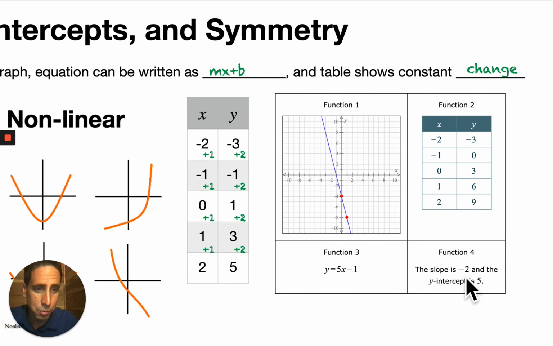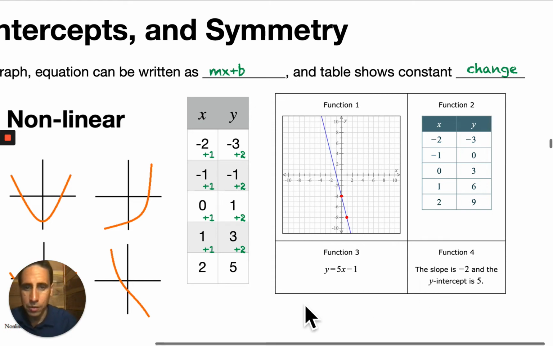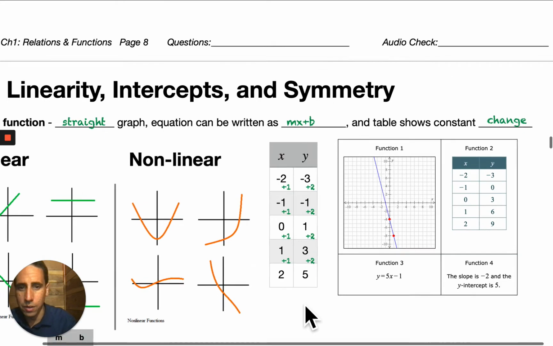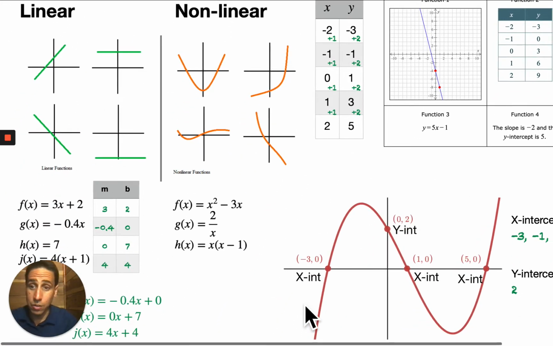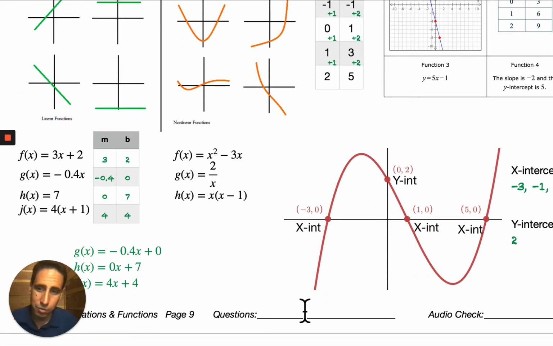And if you've got a slope of negative 2 and a y-intercept of 5, that would be like y equals negative 2x plus 5. This is bread and butter Algebra 1 stuff. I hope you don't mind me going a little fast because I don't want the video to take forever. If this is new to you, then see me and we'll talk it through.